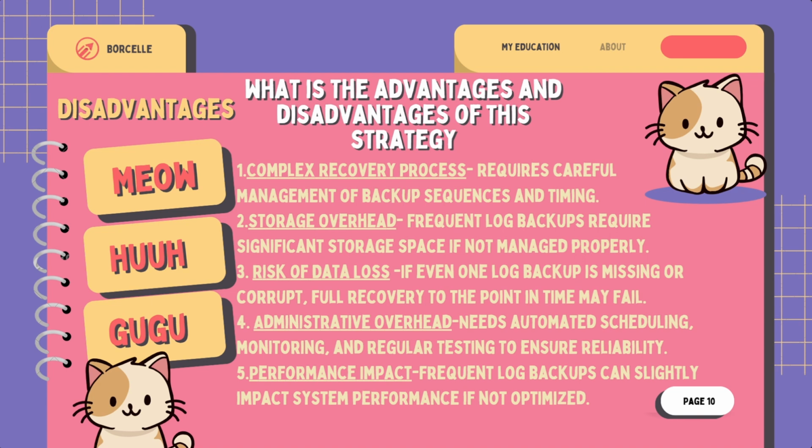Number 5. Performance impact. Frequent log backups can slightly impact system performance if not optimized. Taking backups, especially frequent log backups, uses system resources like CPU, memory, and disk. Why it's a problem: if not optimized, it can slow down the main operations of your system, especially during high activity periods.